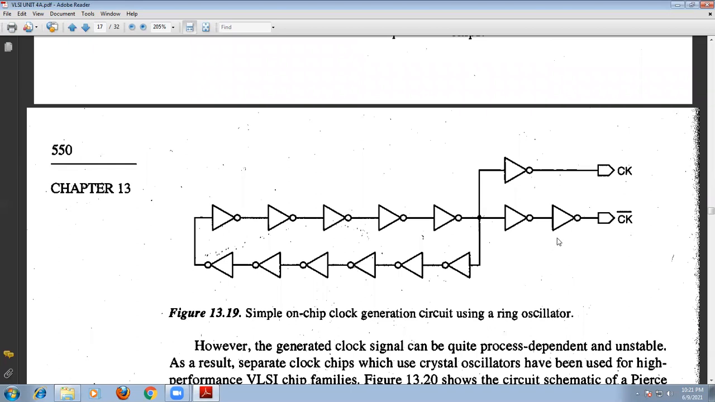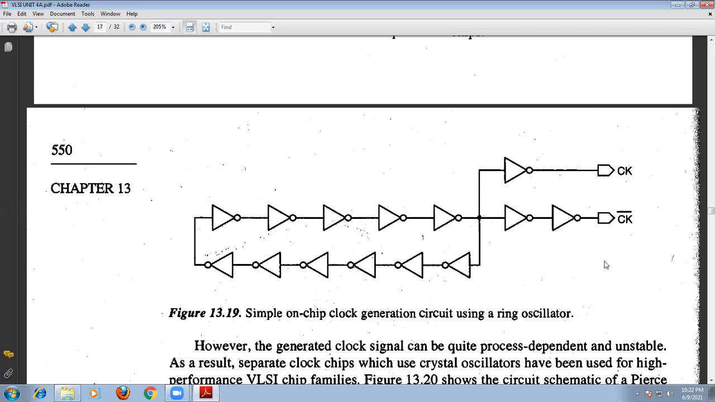This type of circuit has been used in low-end microprocessors. The clock signals generated from this ring oscillator are process dependent, and they are also unstable. So what to do now?